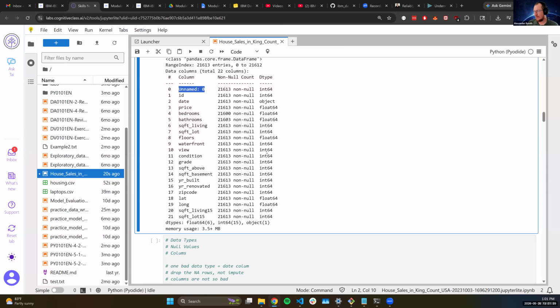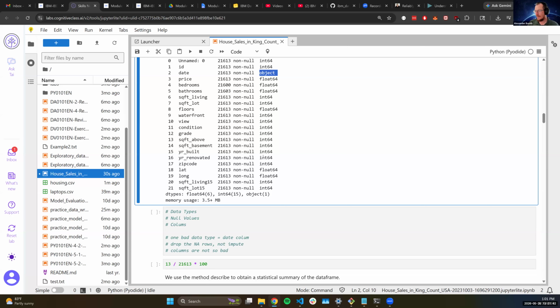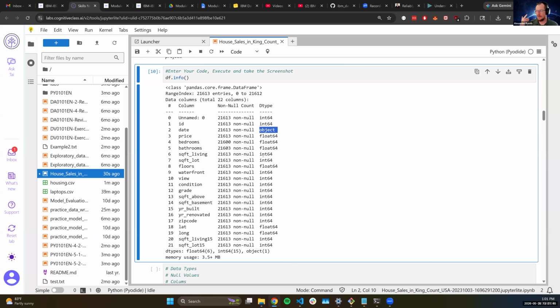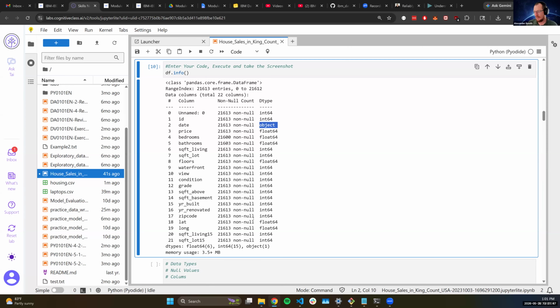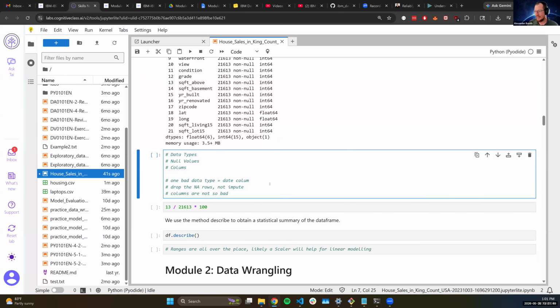And then the data types, everything looks pretty good except for date. Date is a string. At the very least, it should be a datetime. And then maybe we can extract the month of the year. Maybe month could be an impactful feature in our model. So we have to fix our null values, drop the useless column, and fix our data type. So pretty standard thing here.